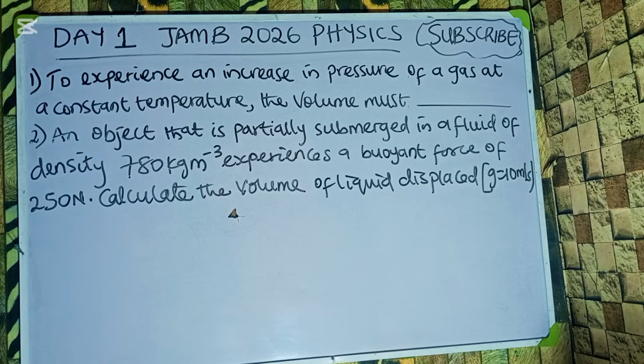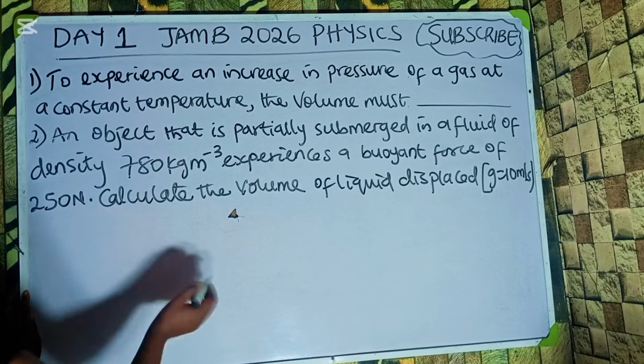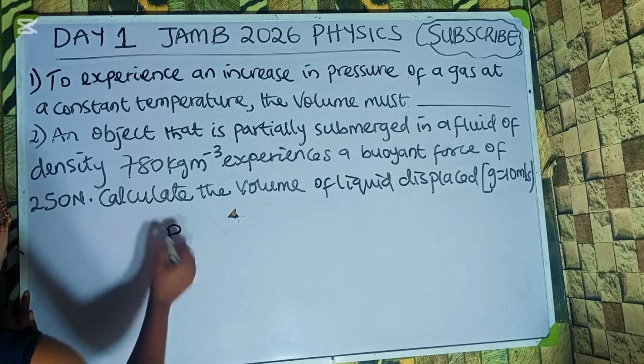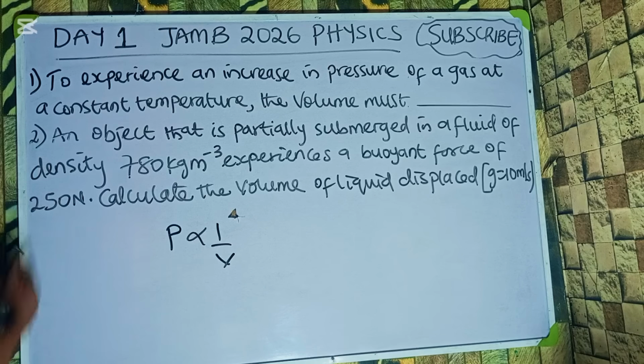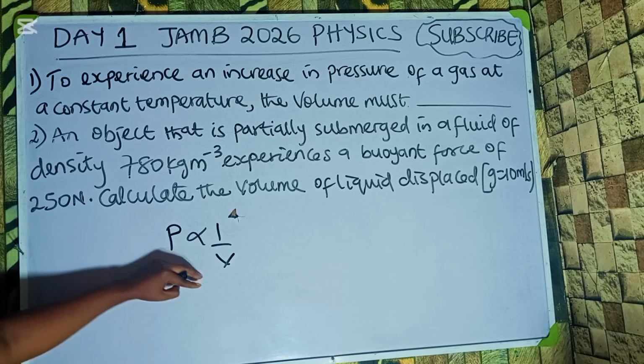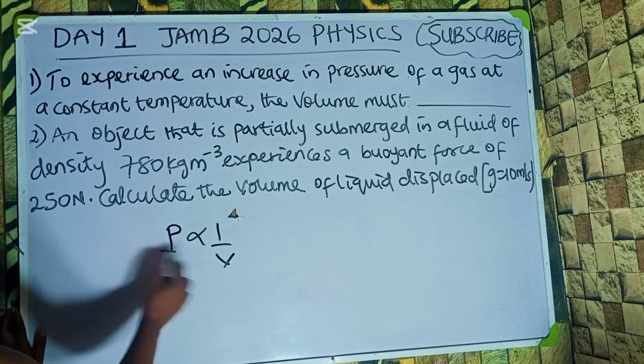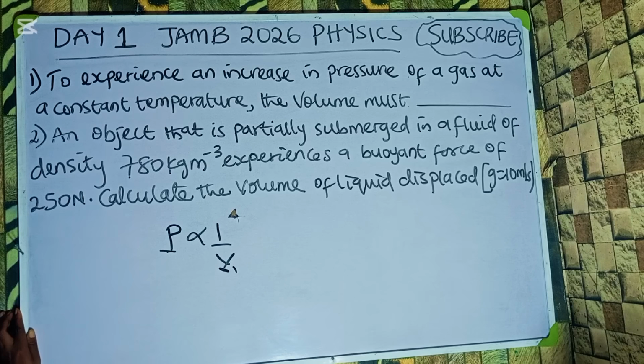Question 1. To experience an increase in pressure of a gas at constant temperature, the volume must... Now, for us to answer this question, you must remember that in gas laws, when we have pressure and volume, there must be a constant temperature. That is Boyle's law. Boyle's law states that the pressure of a fixed mass of gas is inversely proportional to its volume at constant temperature. So if you want to increase the pressure, there must be a decrease in the volume. So the correct answer is decrease.